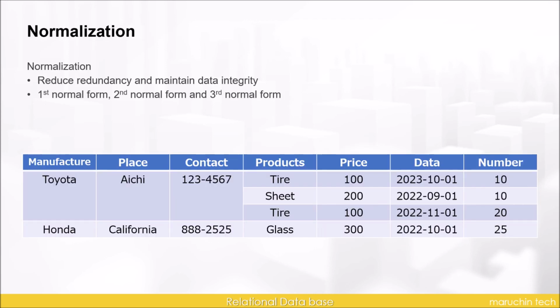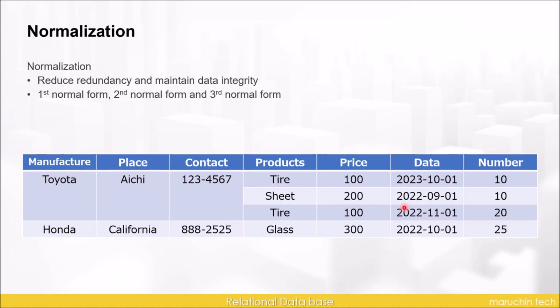And I will introduce database normalization. Database normalization refers to reducing data redundancy and maintaining data integrity. There are 3 stages of normalization: the first normal form, the second normal form, and the third normal form. And here, I will introduce normalization using a simple example.